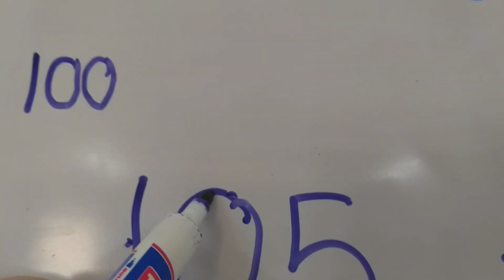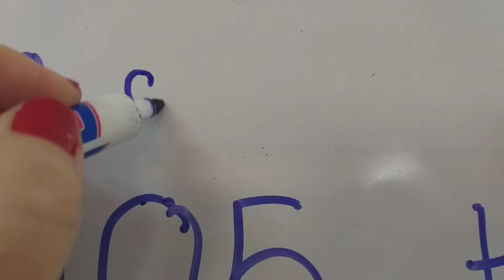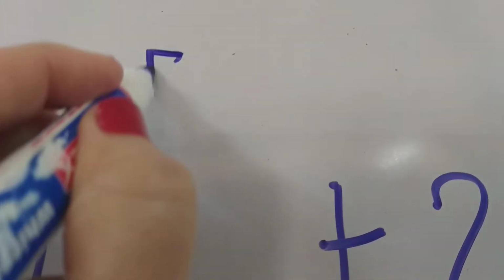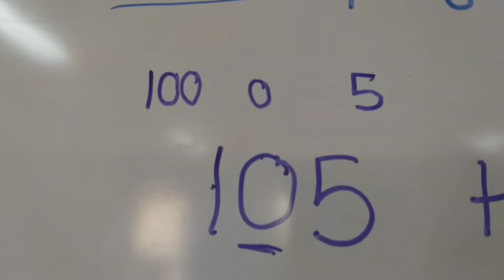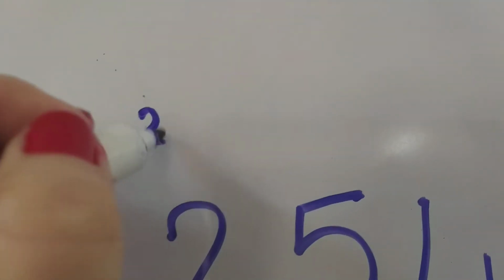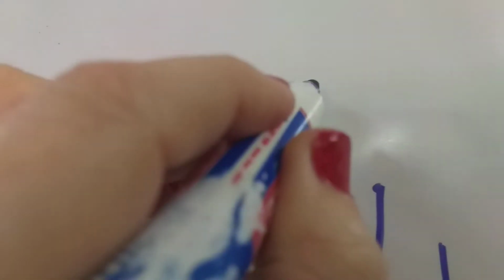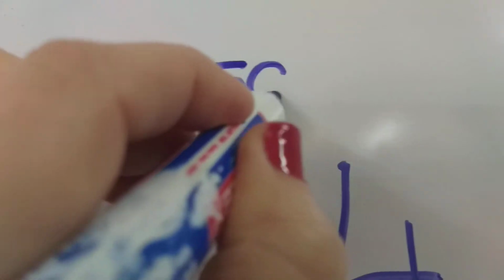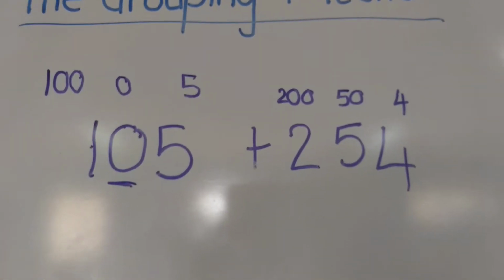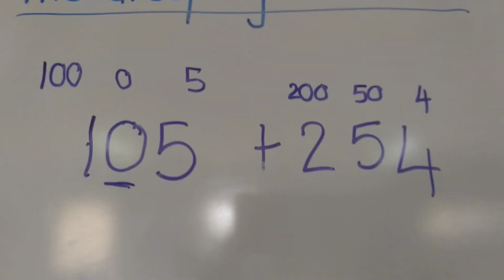Here for our tens, there's nothing, so put nothing, put 0. And for our units, we have 5. All right, now we've broken it down. For this number, we have 200, we have 50, and we have 4. So now that we've broken it down, we're going to put them in their groups.